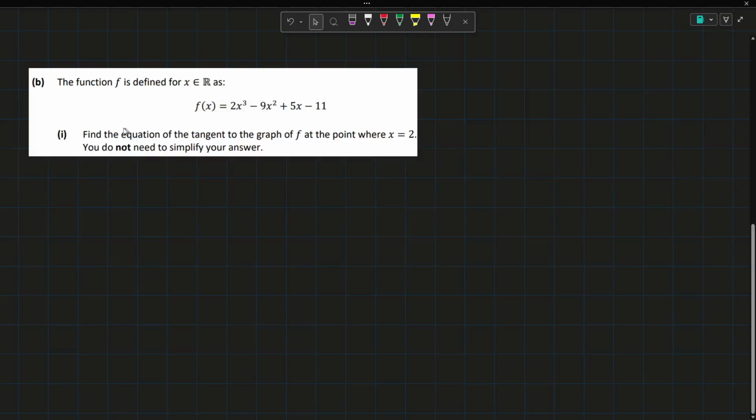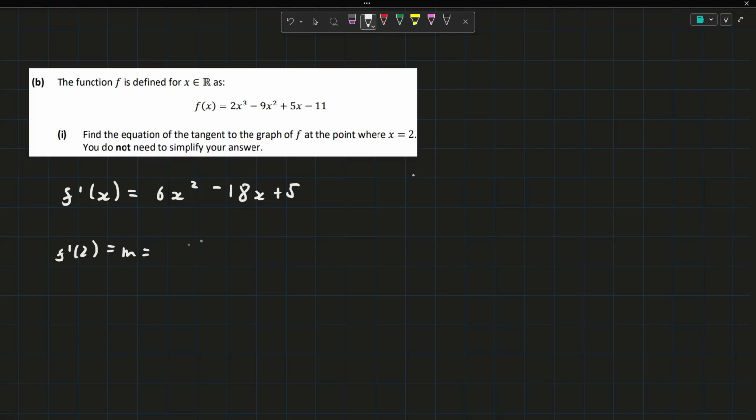Then we're told a function, and we're told to find the equation of the tangent to the graph at the point where x is 2. To get the equation of a line, we need to know a point, and we need to know the slope. So we'll do the slope first. Slope is the derivative f prime of x, which will be equal to 6x squared minus 18x plus 5. And then we want f prime of 2. That'll be our slope m, which will be 6 times 2 squared minus 18 times 2 plus 5, and you can put that into your calculator, and what you'll get is minus 7.